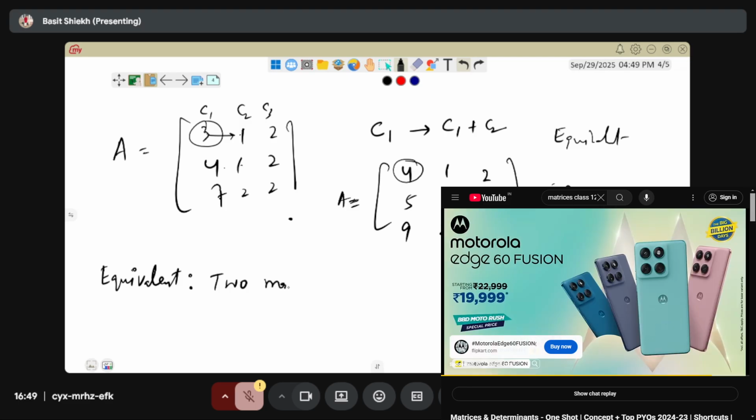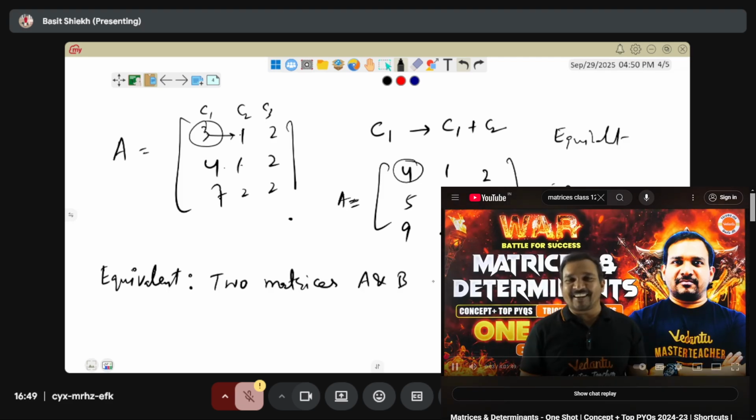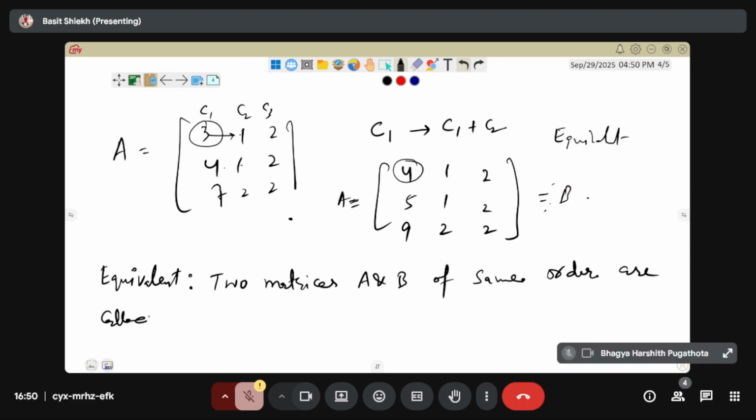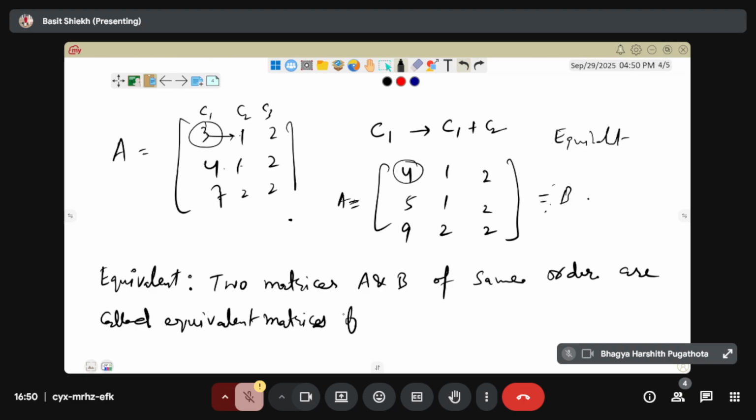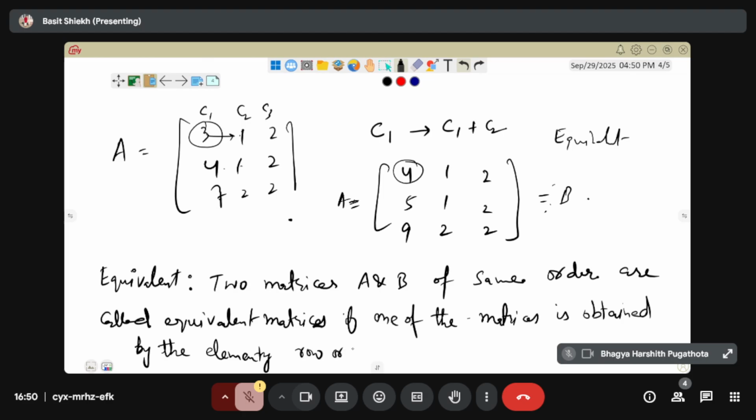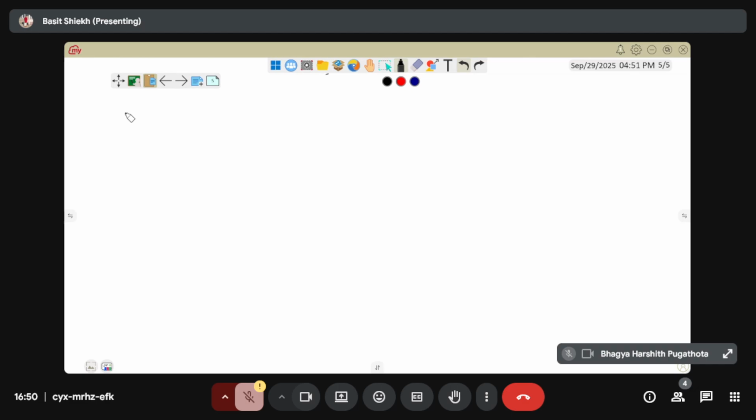Two matrices A and B of the same order are called equivalent matrices if one of the matrices is obtained by the elementary row or column transformations.